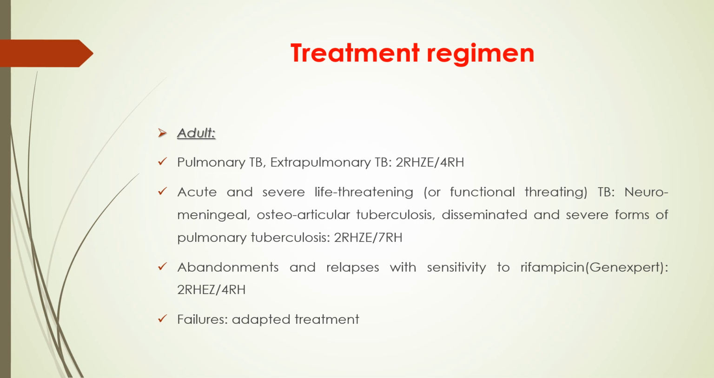For the acute and severe life-threatening tuberculosis, like neuromeningeal, osteoarticular tuberculosis, and disseminated and severe form of pulmonary tuberculosis like miliary, we give 9 months of treatment, 2 first months of RHZE, and 7 months of RH. For patients who abandon the treatment or relapses with sensitivity to rifampicin, we give them 6 months of treatment, 2 months of RHZE and 4 months of RH.